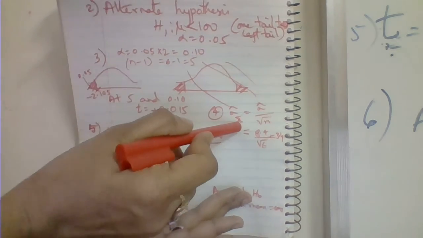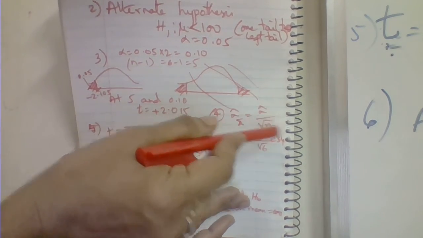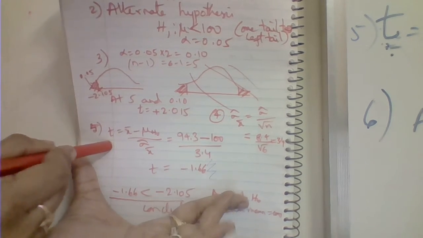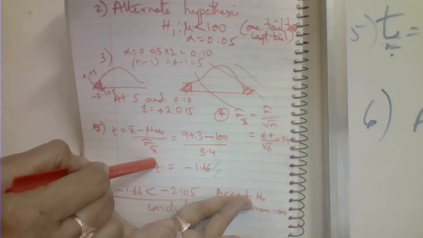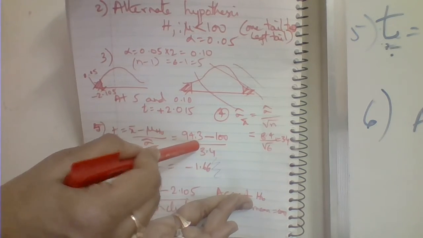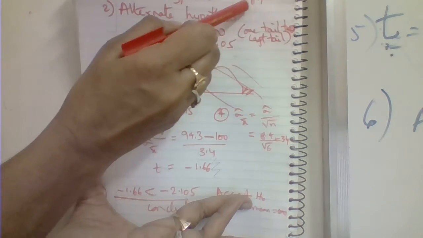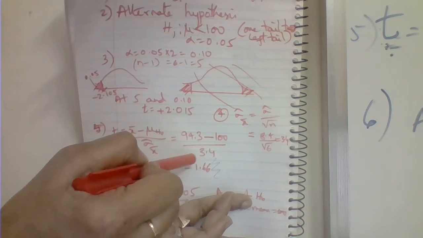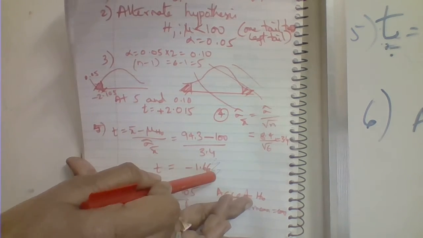The next step is to find the estimated standard error of mean, that is sigma cap by root n. And then next step, find t. So this is standardizing the sample statistic. You get it as x bar minus mu H naught by sigma cap x bar. X bar is the sample mean. In the problem it is given as 94.3 minus mu H naught, whatever assumed mean in the null hypothesis, that is 100, by sigma cap x bar, which is 3.4. We got it as minus 1.66.